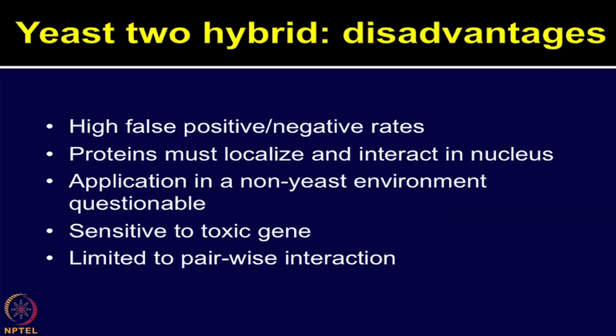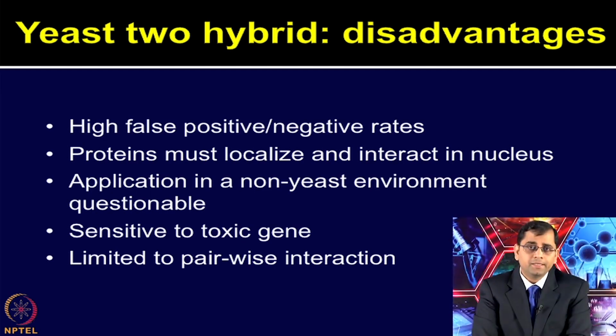What are the disadvantages of using the yeast two-hybrid system? It provides very high false positive and false negative rates. So, a high false positive rate has been one of the major limitations of this approach. The protein must localize and interact in the nucleus. That is a limitation because it is restricted to binary interactions; if you compare with immunoprecipitation, the complexes cannot be formed.